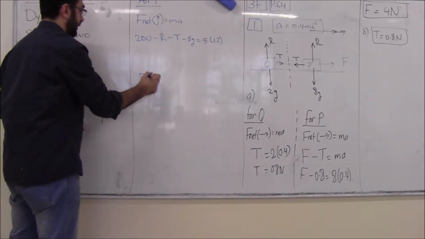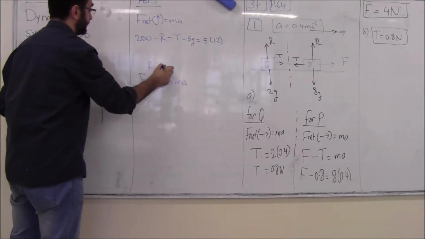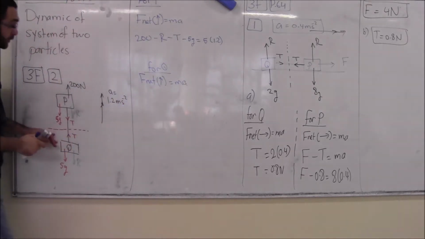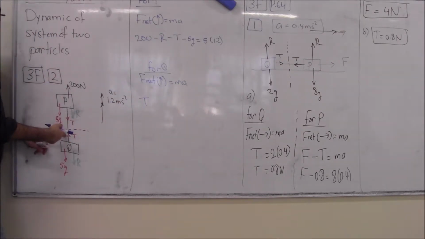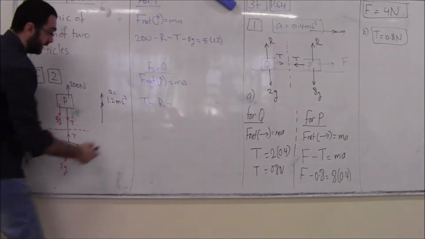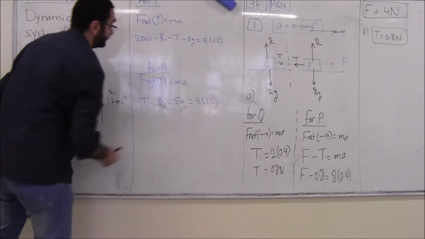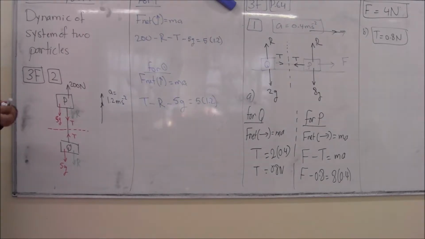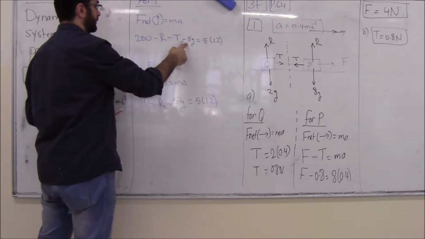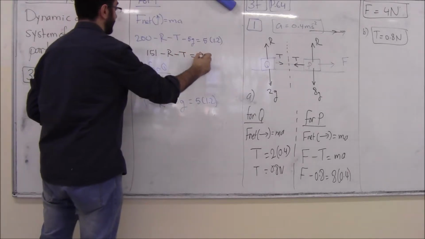F net upward equals MA. This is for which particle? For Q. So, what do we have for Q? Look here. T minus R minus 5g equals 5 times 1.2. Look at these equations. I can solve them simultaneously. 200 minus 49, 151. 151 minus R minus T equals 6, right?